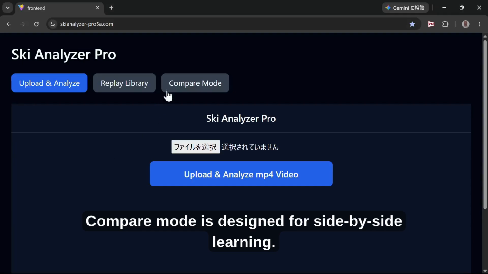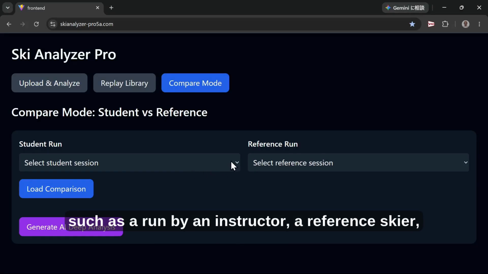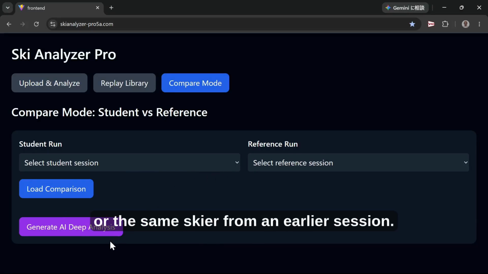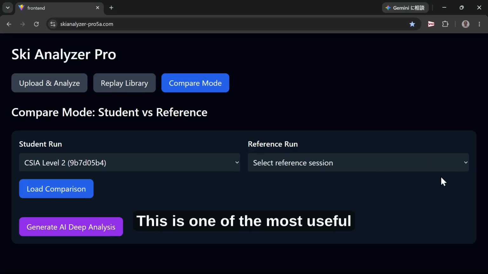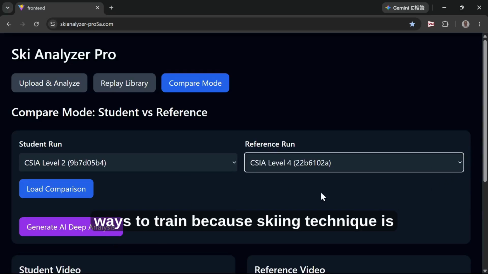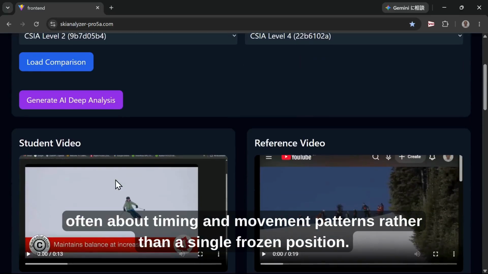Compare mode is designed for side-by-side learning. It lets the skier compare one run with another, such as a run by an instructor, a reference skier, or the same skier from an earlier session. This is one of the most useful ways to train because skiing technique is often about timing and movement patterns rather than a single frozen position.